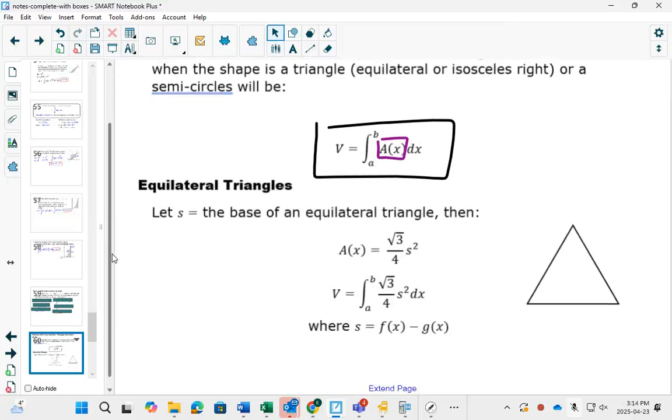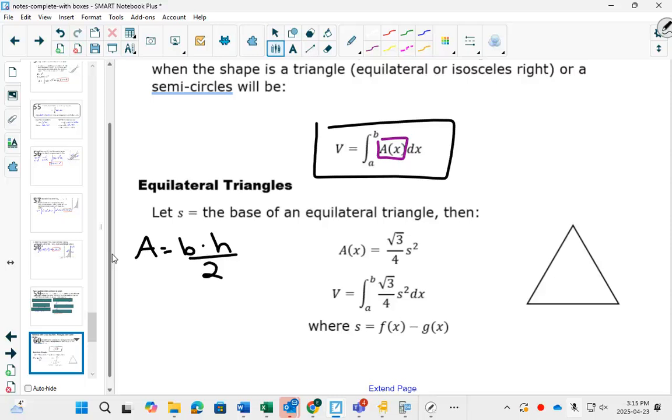So let's look at different shapes. If they were equilateral triangles, you probably don't know this formula: that the area of an equilateral triangle is the square root of 3 over 4 times s squared. Does anybody know that formula? It's one of the formulas you collected along the way. But how do we find the area of a triangle normally? Base times height divided by 2.